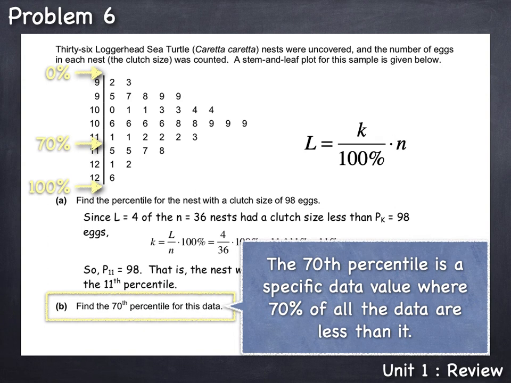So here, solving for L, we get the K percentile divided by 100% times N, the sample size. For the 70th percentile, K is 70%, and for this sample, N is 36. So plugging in the 70% for K and the 36 for N, we get the formula L, the number we need to have less than, is equal to 70% divided by 100% times 36. This equals 25.2.